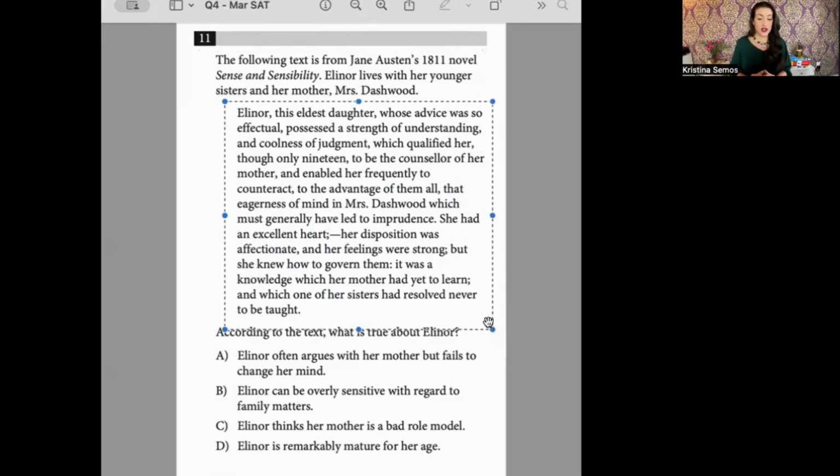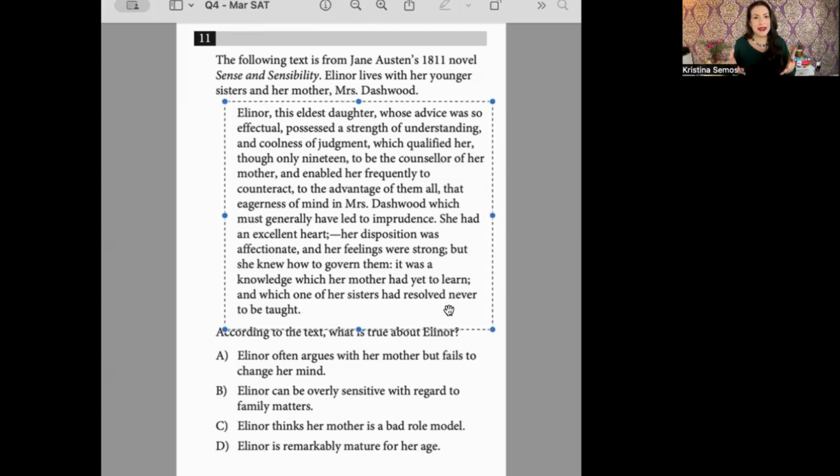Eleanor, the eldest daughter, whose advice was so effectual, possessed a strength of understanding and coolness of judgment, which qualified her, though only 19, to be the counselor of her mother, and enabled her frequently to counteract, to the advantage of them all, that eagerness of mind in Mrs. Dashwood which must generally have led to imprudence. She had an excellent heart, her disposition was affectionate, and her feelings were strong, but she knew how to govern them. It was a knowledge which her mother had yet to learn, and which one of her sisters had resolved never to be taught.